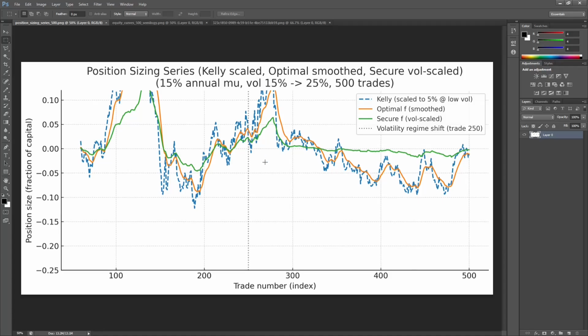Doesn't it? And now we are increasing the volatility. And actually, now look at this. Even though this thing is making an annual 15% positive return, this model is so upside down now. It's actually telling you to short through all this. And the Kelly and the optimal are telling you to short, compared to secure F, a lot greater size. But the volatility is all over the place.